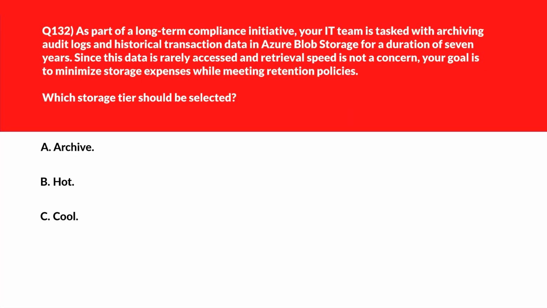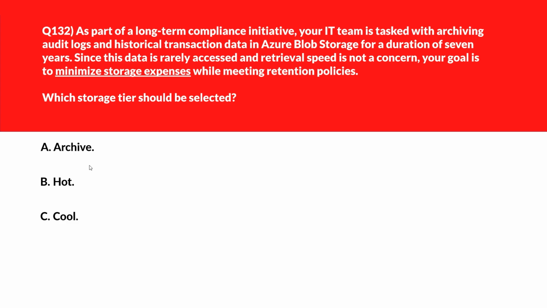Alright, now let's look at this question. This is all about minimizing storage expenses. Option A is archive. Archive tier minimizes storage cost for long-term data retention when retrieval time is not that important. Let's keep this. We'll move to B.